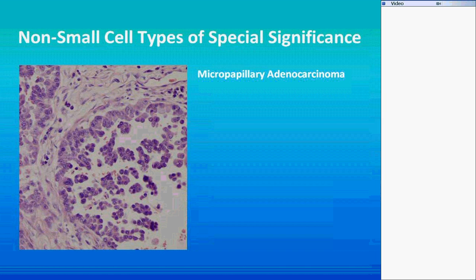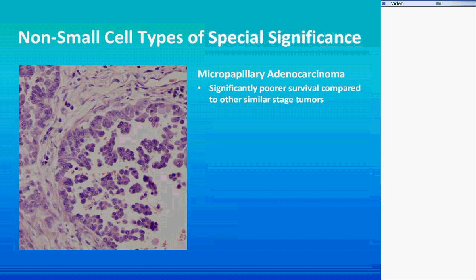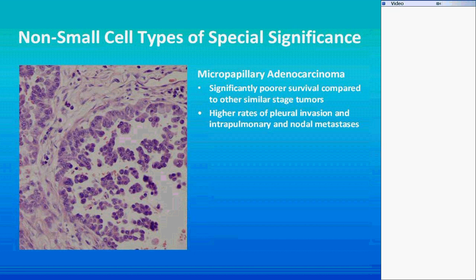Another important subtype of adenocarcinoma to recognize is the micropapillary variant of adenocarcinoma. The studies, just like those of micropapillary carcinomas in the breast and in the GU tract, have found that the survival is significantly poorer with these than for similar stage tumors of other subtypes of adenocarcinoma. There are both higher rates of pleural invasion and nodal metastases than you would expect for a tumor of the same size of another histologic subtype.